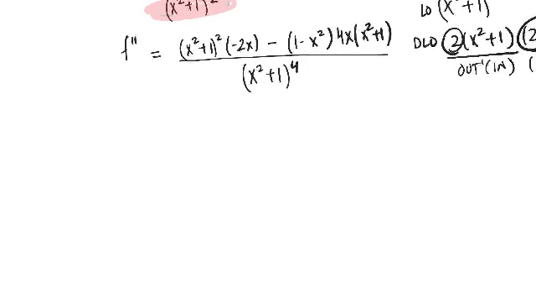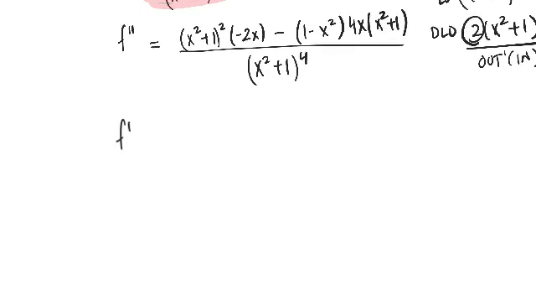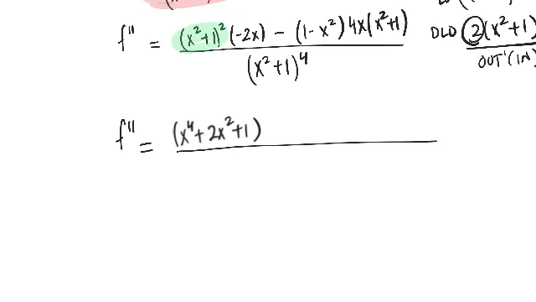Okay, so we are going to improve our algebra skills right now because we have to clean up that f double prime numerator, right? So let's expand this right here. Remember that that's not x to the 4th plus 1. It's x to the 4th plus 2x squared plus 1 times -2x.